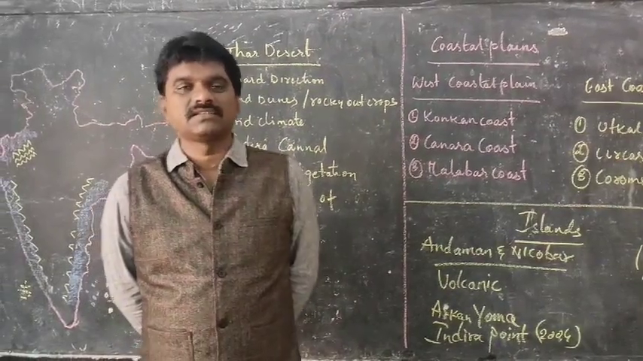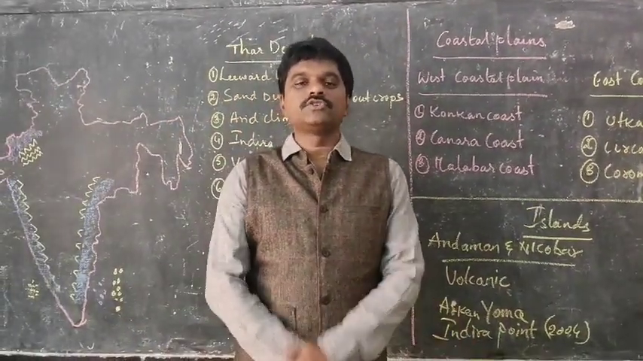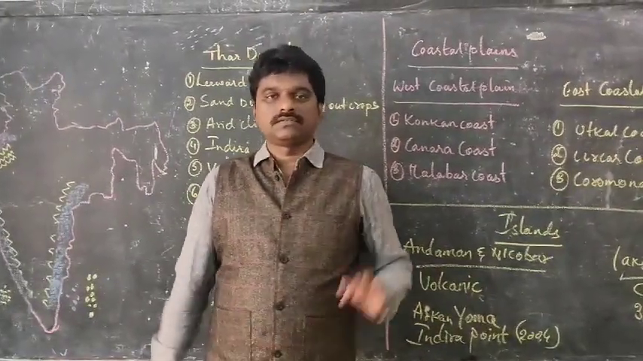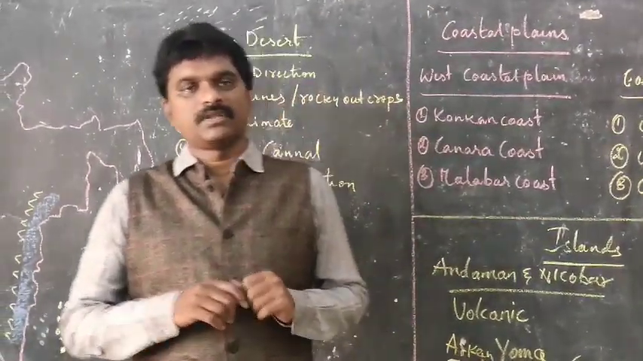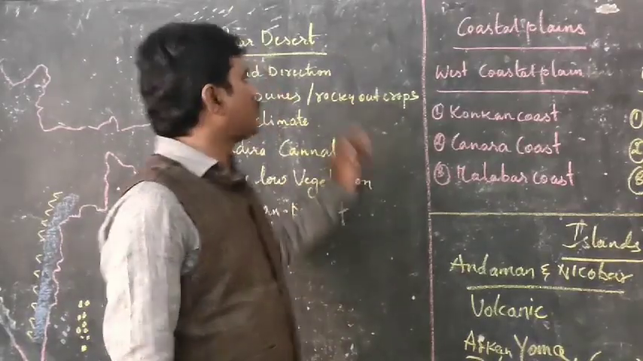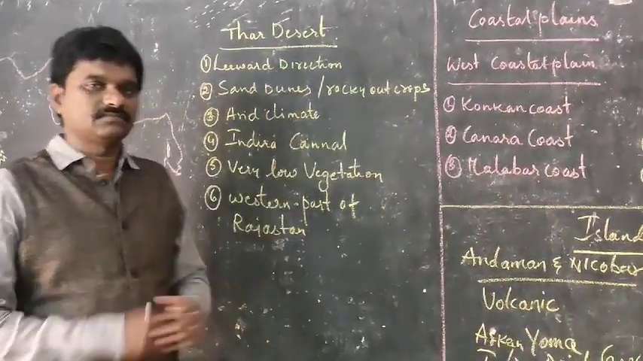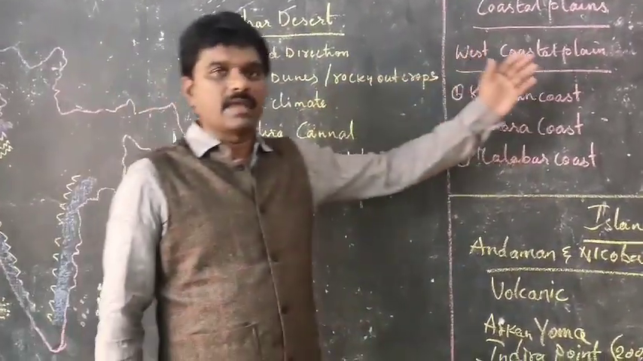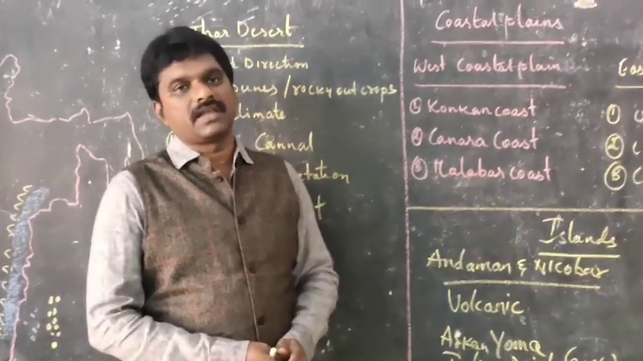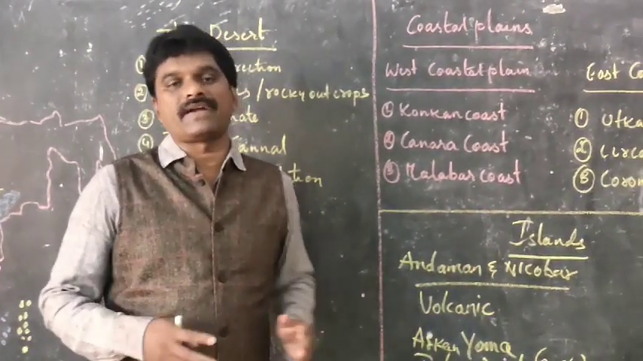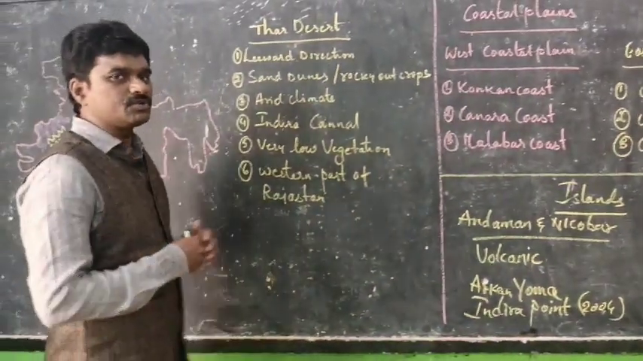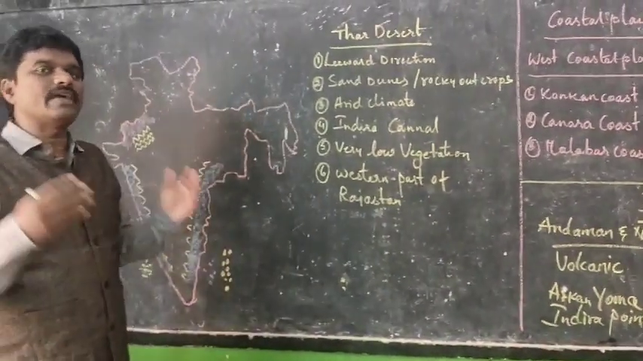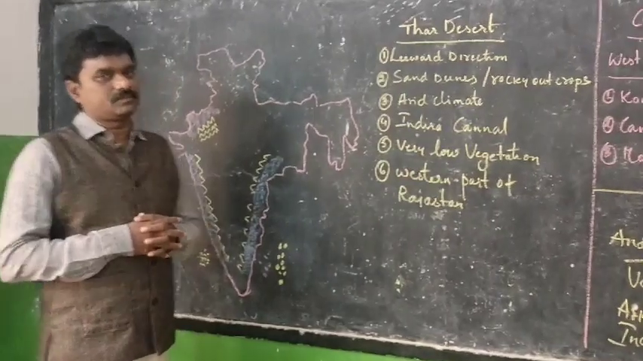In today's lesson, you are going to learn about three important relief features of India. The first one is the Thar Desert, the second one is the coastal plains, and the last one is the group of islands. So dear students, coming to the Thar Desert, where is the Thar Desert located?